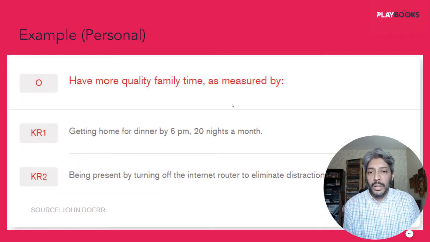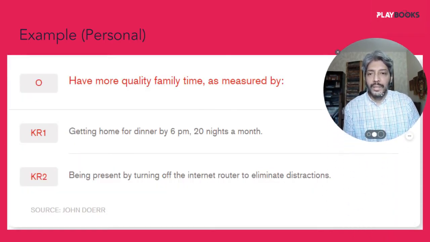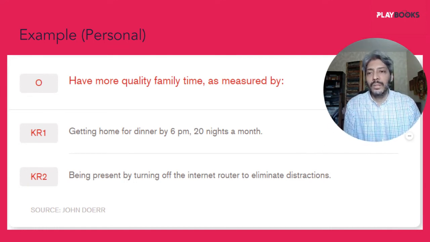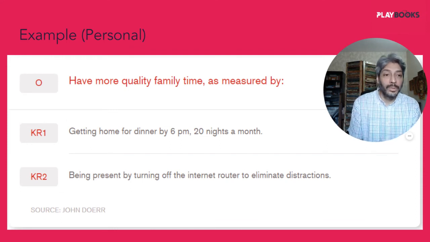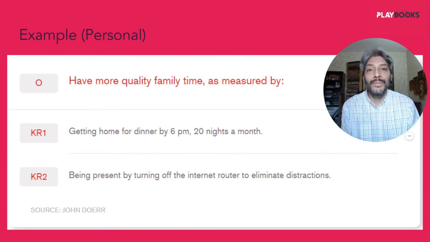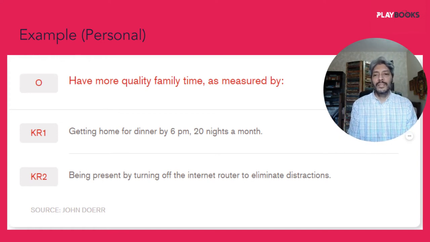What we're going to do in the next part is just cover a few examples of OKRs. Again, these are from John Doerr's book, Measure What Matters. Here's an example of a great personal OKR that John set for himself, which was he wanted to spend more quality time with his family. So that was his objective, plain and simple.